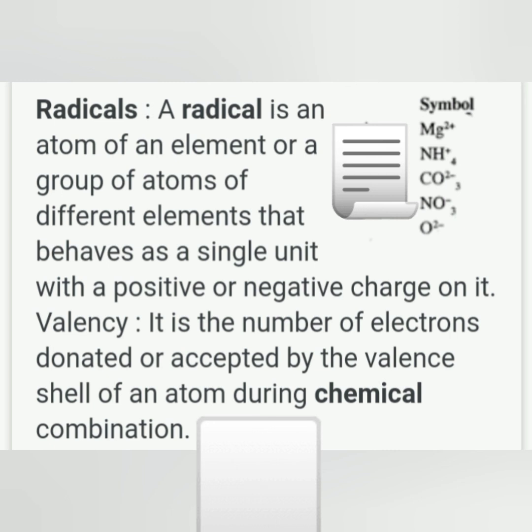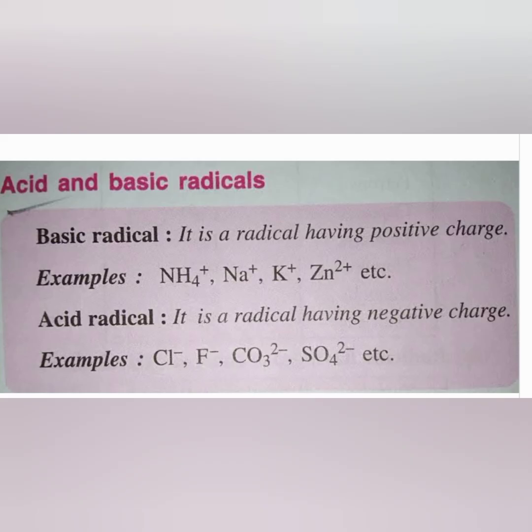Okay. Now the next topic is radical. What is a radical? A radical is an atom of an element or a group of atoms of different elements that behaves as a single unit with a positive or negative charge on it. For example, a positively charged radical is also known as a basic radical or cation. Examples: sodium ion and ammonium ion. And second, a negatively charged radical is also known as an acid radical, and it is also called an anion. For example, nitrate and chloride. It's all about your chapter.